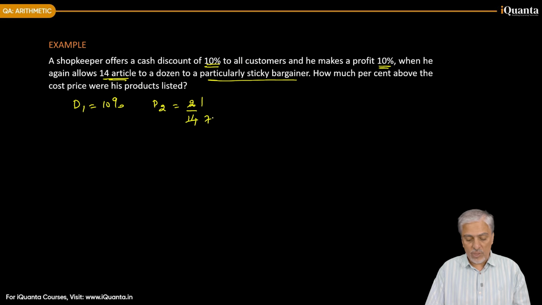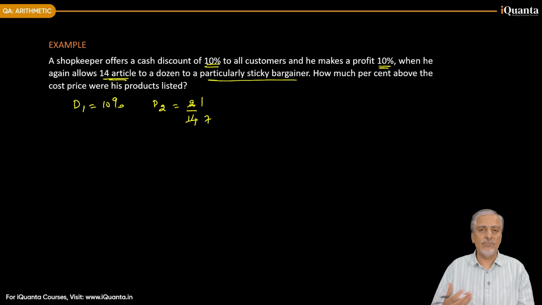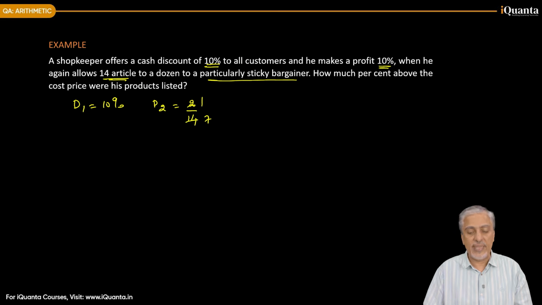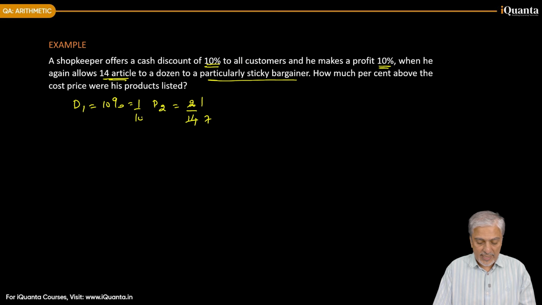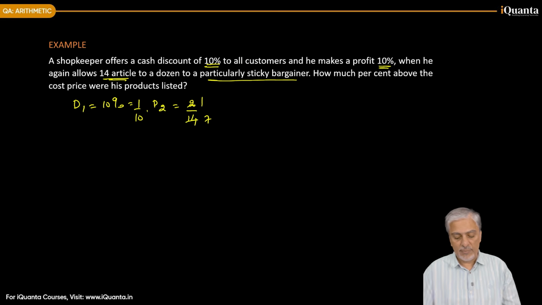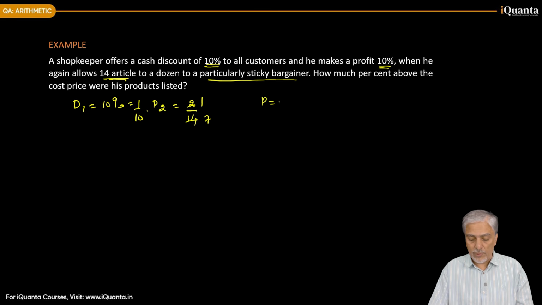So he offers a discount of 1 by 7 as a fraction. You can write it as 14.28, but no need. Just leave it as 1 by 7. So this discount is 1 by 10 and the second discount is 1 by 7. And still he makes a profit of 10%. We want to find the markup percentage.